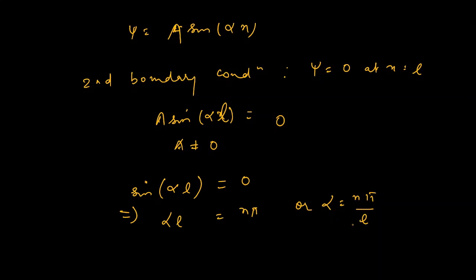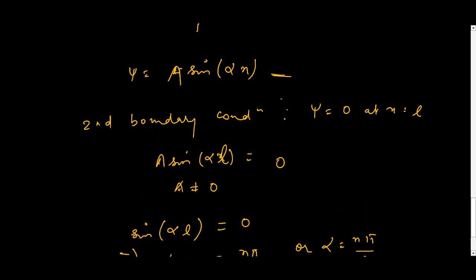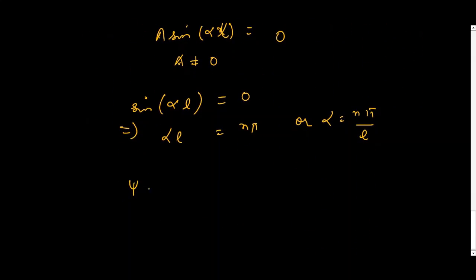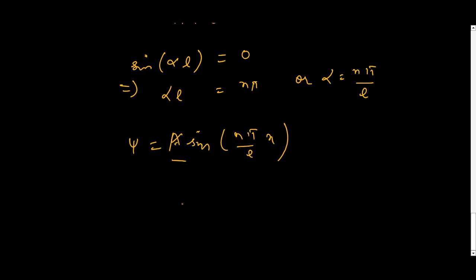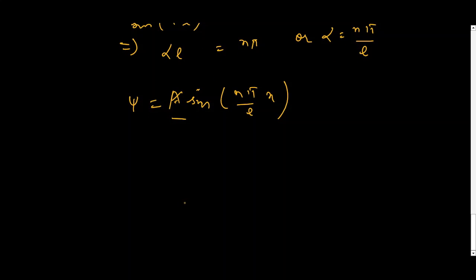Now if we substitute this value of alpha, alpha is equal to n pi by L, in this equation, we get xi is equal to a sine n pi by L into x, right? Now we have to find the value of a. To find the value of a, we will normalize this equation.